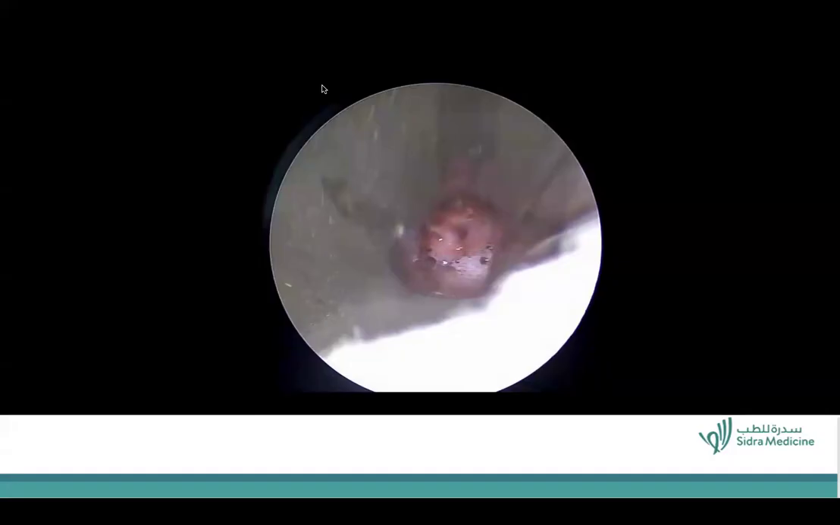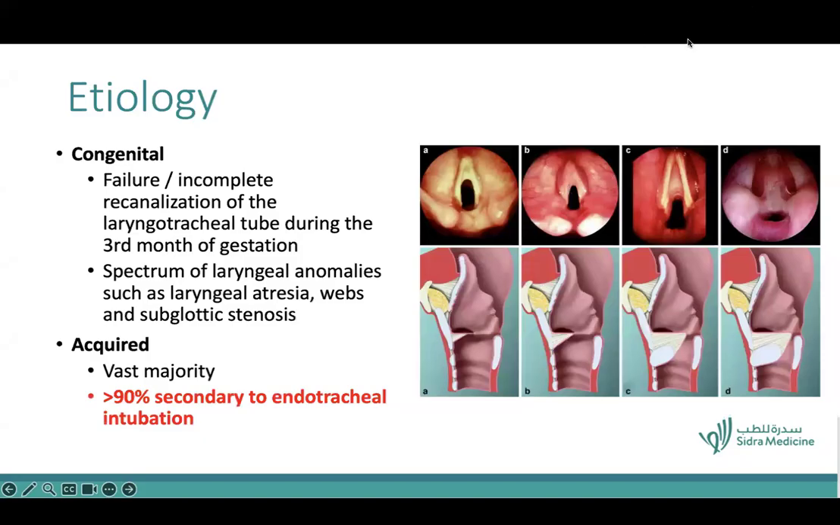So prolonged intubation causes over 90% of an acquired or any subglottic stenosis. So that's absolutely correct. And I like the fact that you not only wrote intubation, but you also wrote prolonged intubation as well. That's great. And we'll discuss more about risk factors just now. But with congenital subglottic stenosis, usually it's because of the laryngotracheal tube that fails to recanalize. But the vast majority of stenoses are acquired, and over 90% are because of endotracheal intubation.